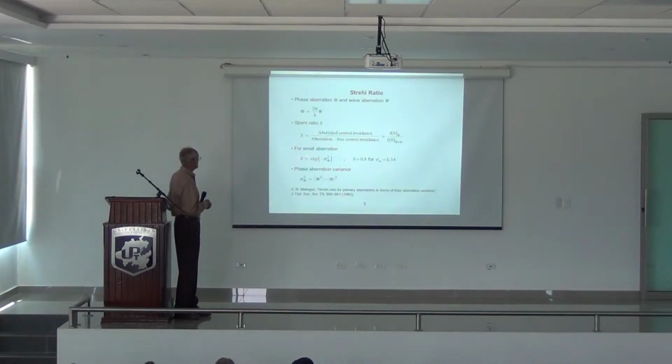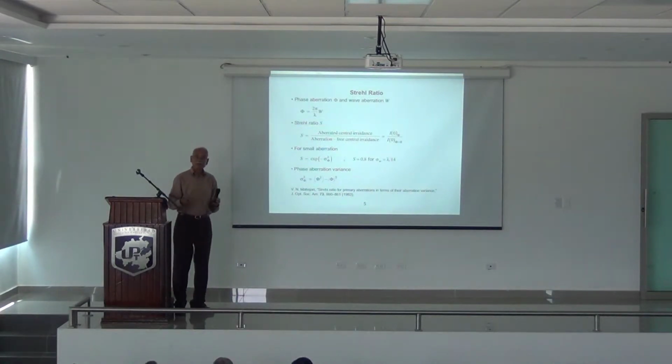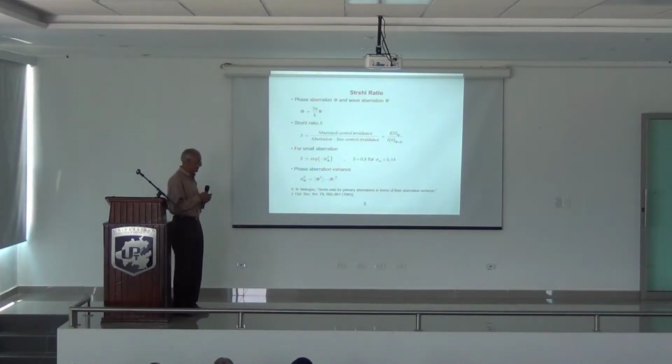For small aberration, Strehl ratio is given by e to the minus sigma squared. If sigma squared is large, Strehl ratio is small. If sigma squared is very, very small, Strehl ratio is still close to 1. Where the phase aberration variance is given by this expression. And I wrote this paper in '83 when I was a young man. '83 was long ago.